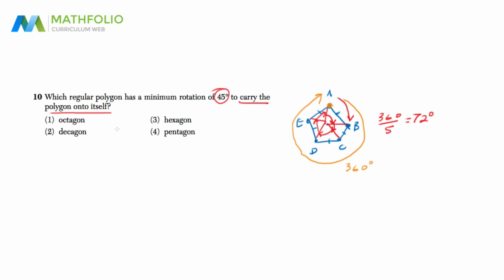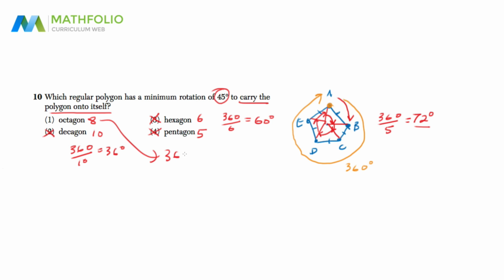So one thing we can do is think about how many sides each of these shapes has. An octagon has 8, a decagon has 10, a hexagon has 6, and a pentagon has 5. We've already discovered that a pentagon needs a 72 degree turn, so it's not going to be that answer. For a hexagon, 360 divided by the 6 vertices gets us a minimum turn of 60 degrees, so that's not going to help us out. For a decagon, that's 360 divided by 10, which is a 36 degree turn, so that's not going to help us. So it must be the octagon, but let's check.